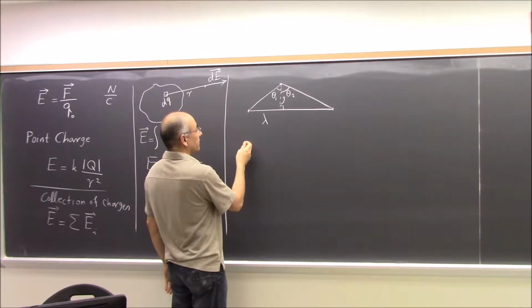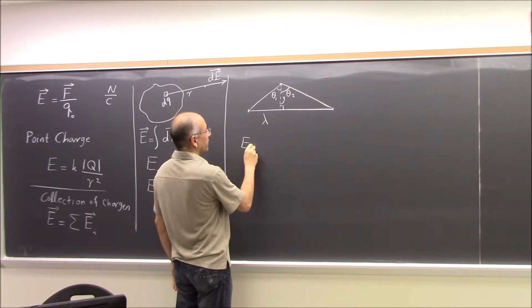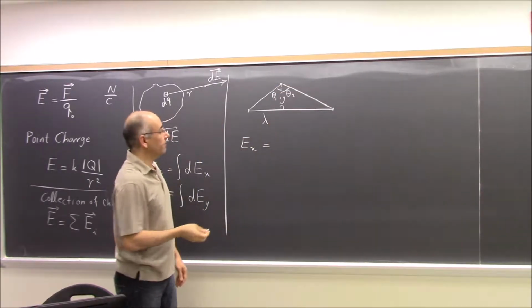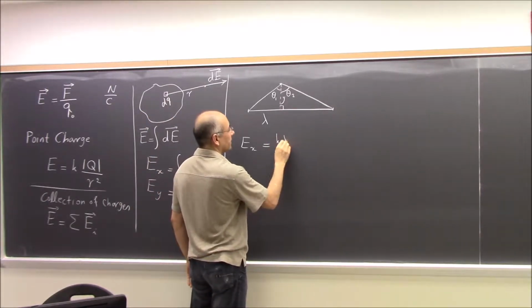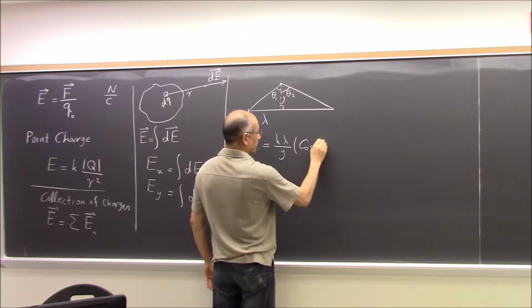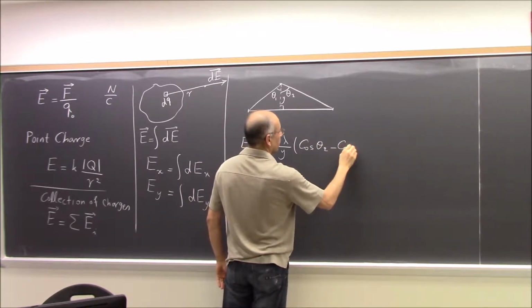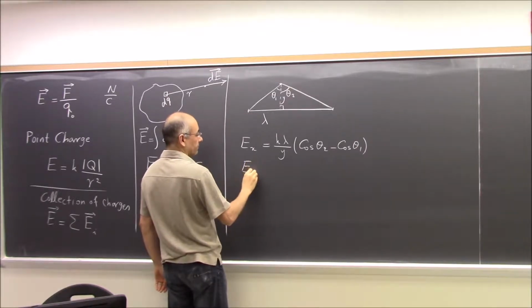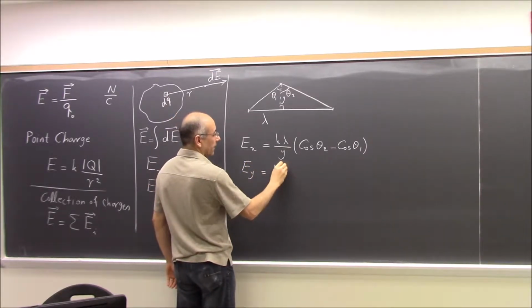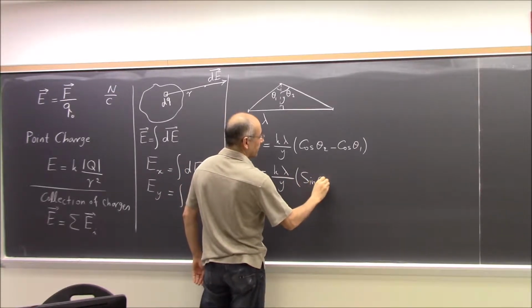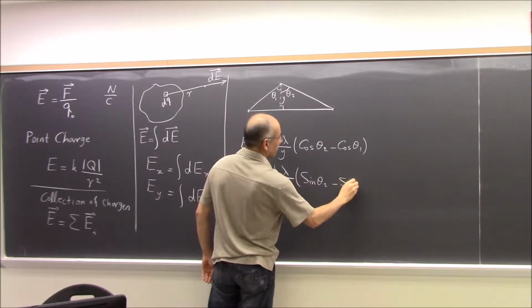And the electric field has two components. At this point, Ex is k lambda over y times cosine theta 2 minus cosine theta 1, and Ey is k lambda over y times sine theta 2 minus sine theta 1.